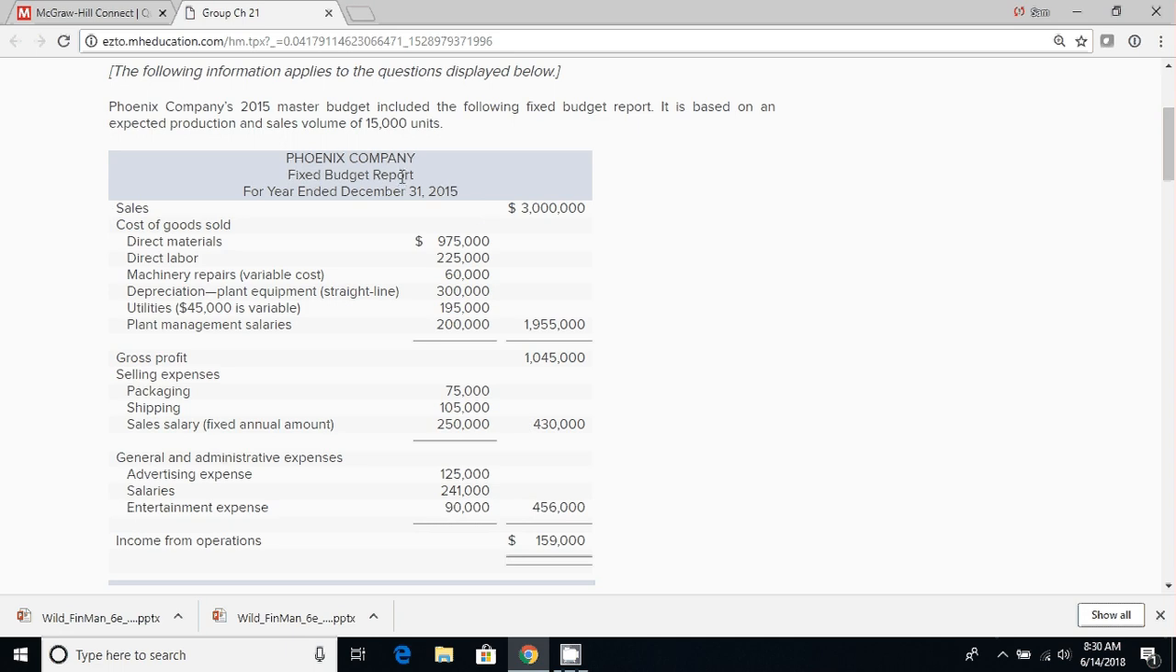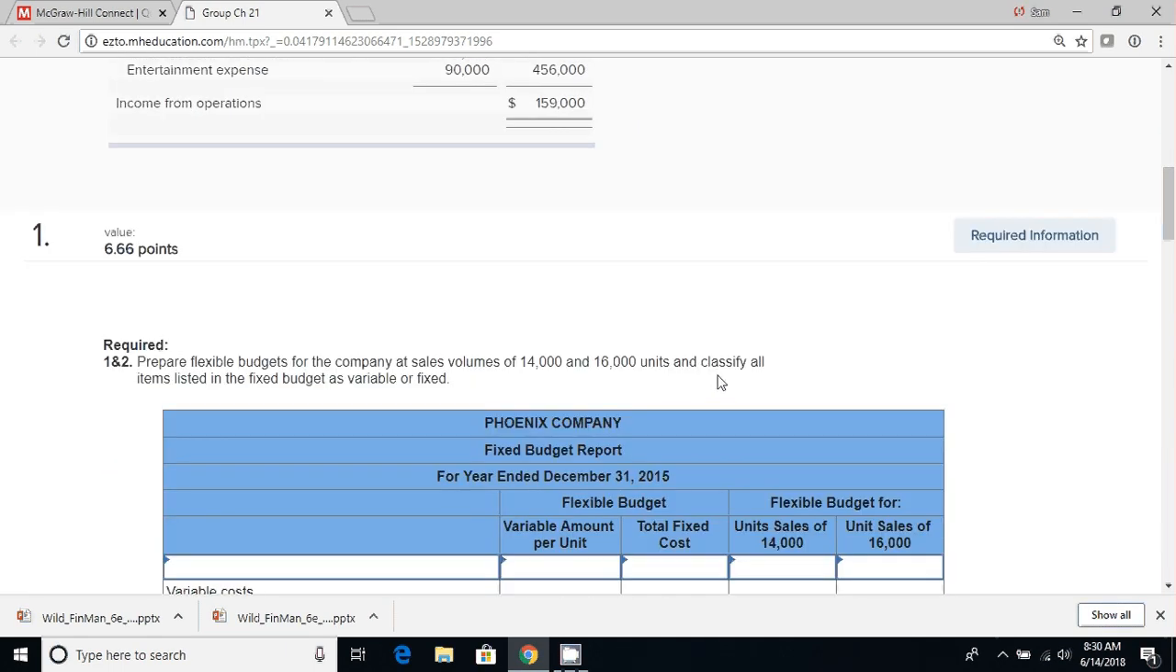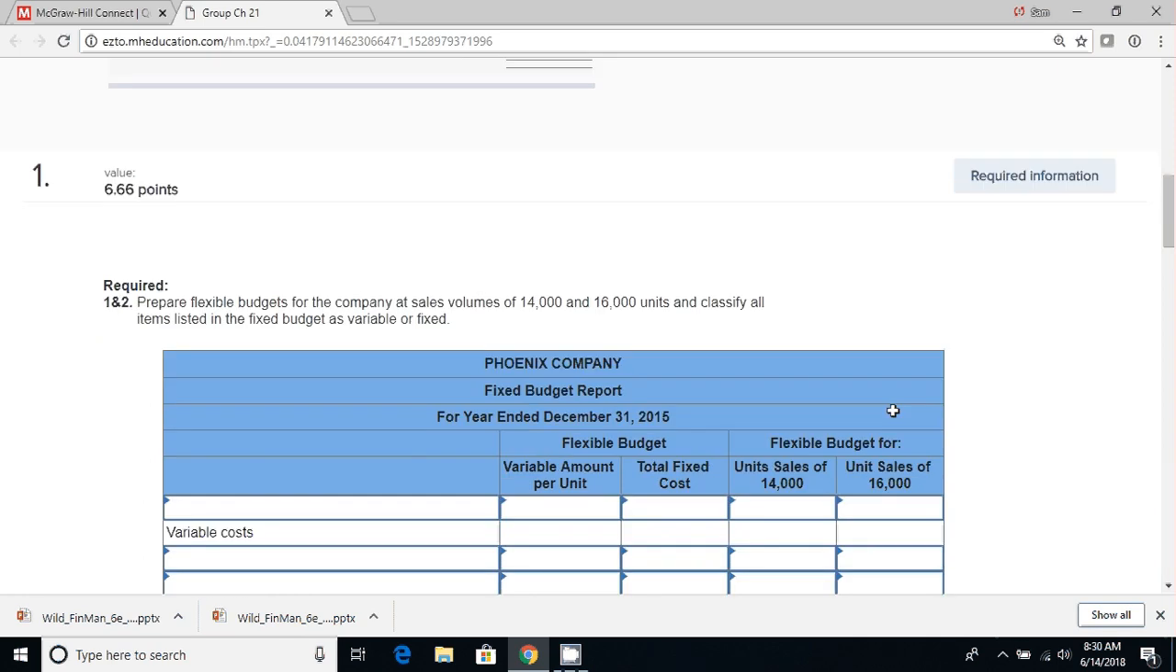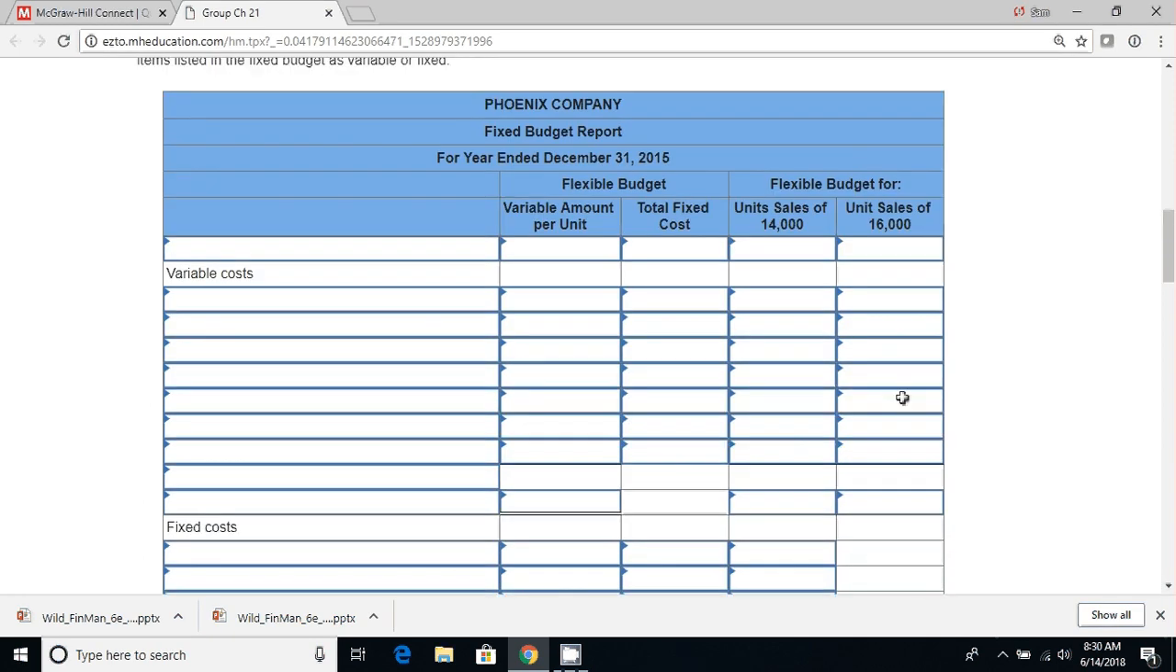So this is the fixed budget report, their sales, cost of goods sold, selling expenses, all those great things. And it says prepare the flexible budgets for the company at sales volumes of 14,000 and 16,000, and classify all items listed in the fixed budget as variable or fixed. So here's what they've done.